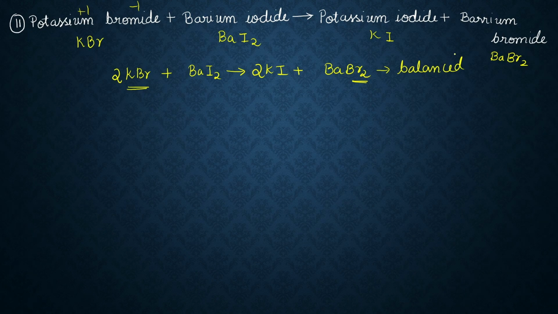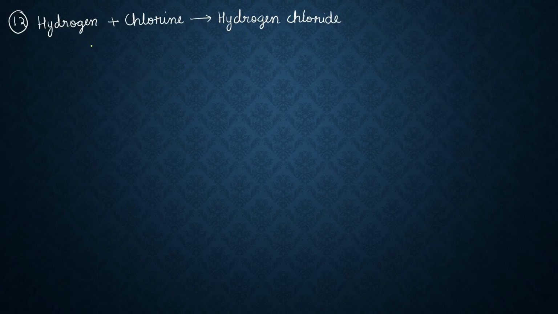Now let's move on to the next problem. Hydrogen reacts with chlorine to form hydrogen chloride. I guess we have already solved. I guess this is already solved, or else try solving this by yourself.